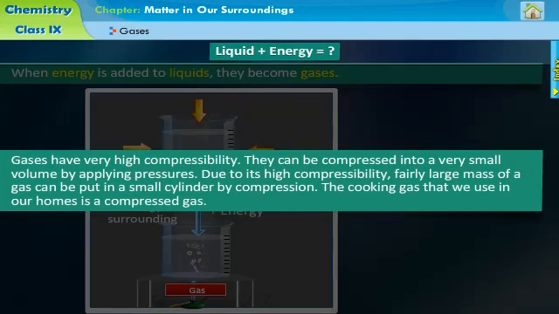Gases have very high compressibility. They can be compressed into a very small volume by applying pressures. Due to its high compressibility, fairly large mass of a gas can be put in a small cylinder by compression. The cooking gas that we use in our homes is a compressed gas.